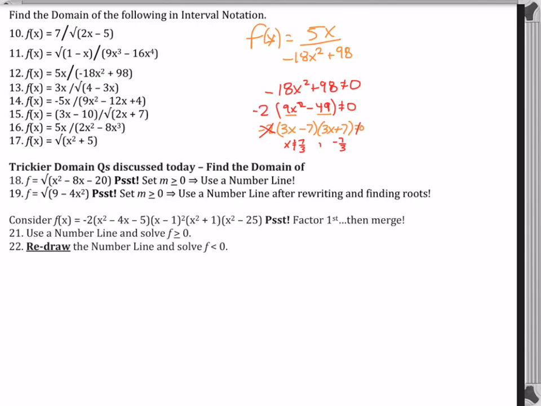So for my intervals, again, it can be anything but those two. That means I can go from negative infinity to negative 7/3, non-inclusive. Then go from negative 7/3 to positive 7/3. And then from 7/3 to positive infinity. So 3 different intervals there. All right, so that is how you write the domain with rational functions. Again, that number 10 was really good because it included not only rational domain issues, but radical domains. Yeah, so that's how you find the domain with rational functions.